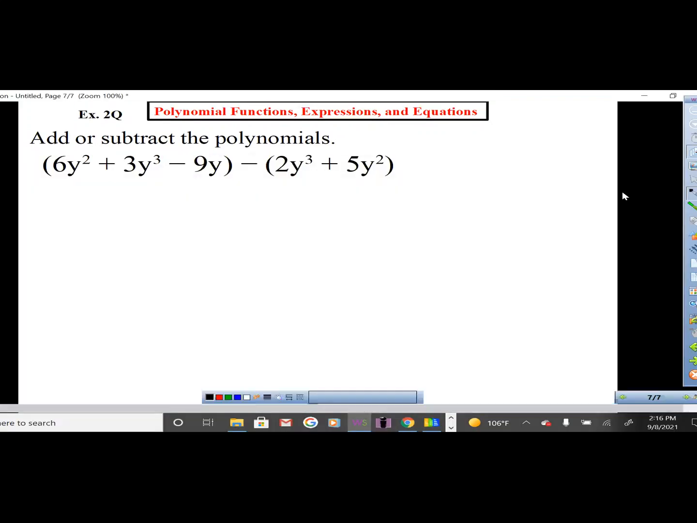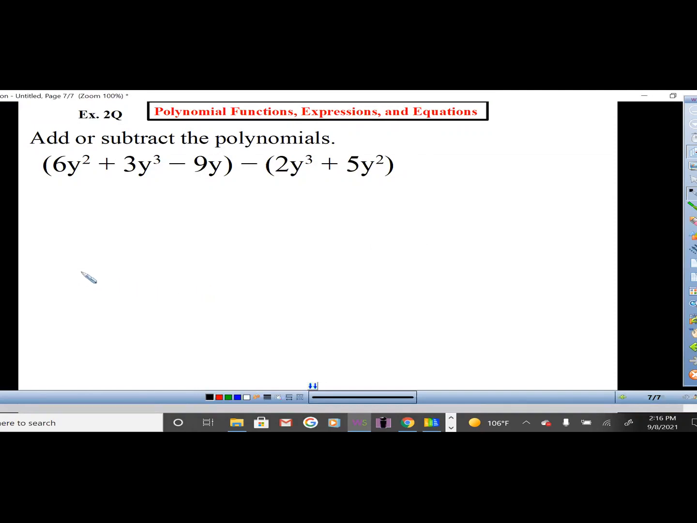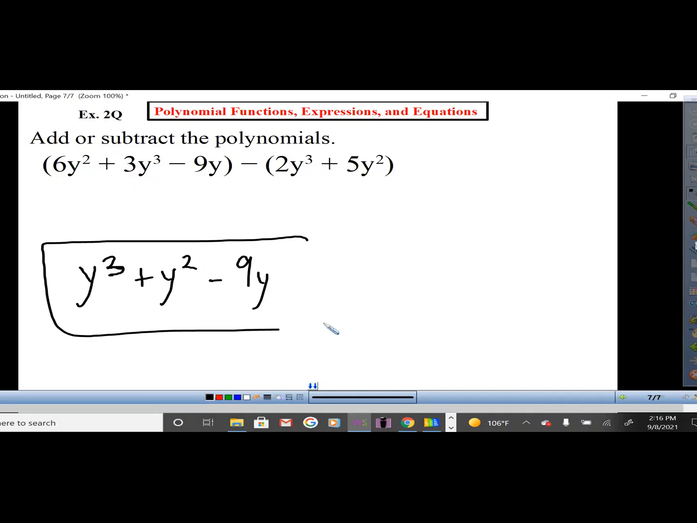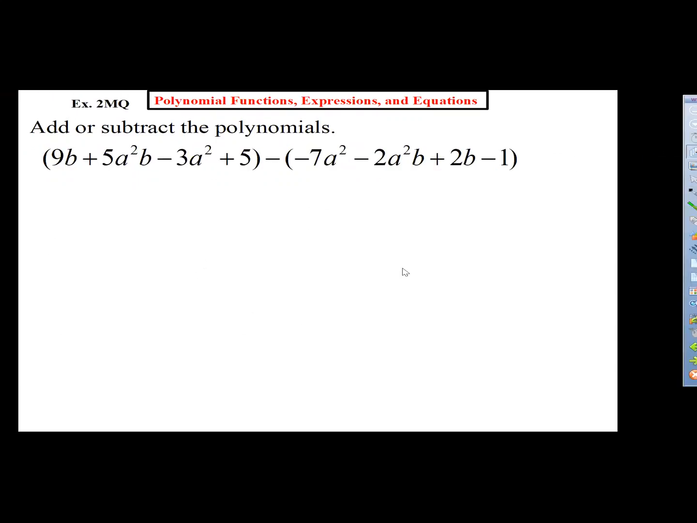All right. Let's see what we got. Help us out, Valeria. What'd you get? Okay, y cubed plus y squared minus 9y. Hands if you got that. That is correct. Let's go. We got this, right?